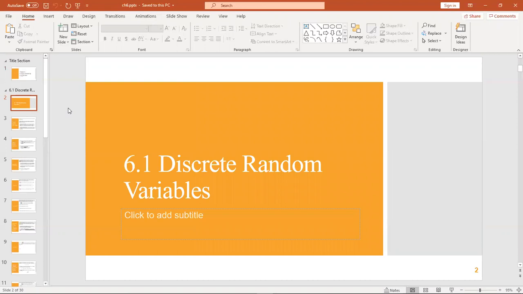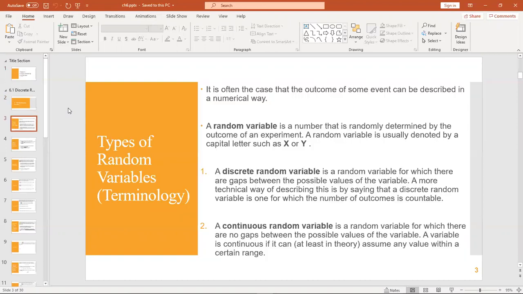So we'll first of all talk about discrete random variables. A random variable is a variable where we use a capital X or a capital Y, as opposed to just traditional algebra where we use lowercase letters. And so the outcome is going to be dependent on probability, and the outcome is random.